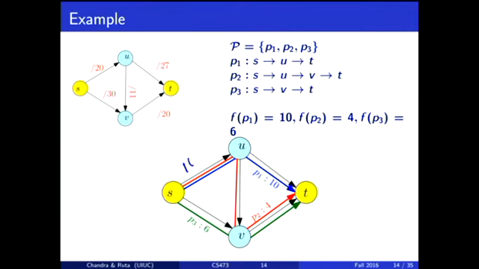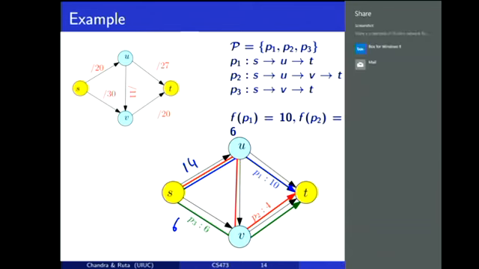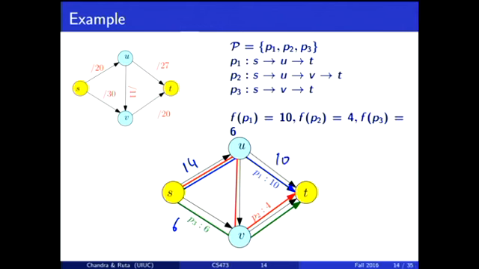What about on SV? Just 6, right? Only one path is there. What about on UT? Only one path, 10. What about on VT? Well, two paths are using it, 4 and 6, right? So the total is 10. What about on UV? There's only one path, and that is 4.